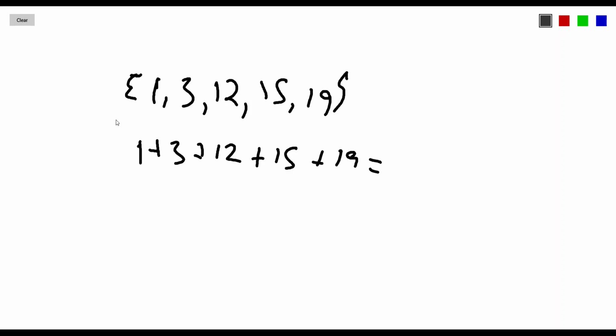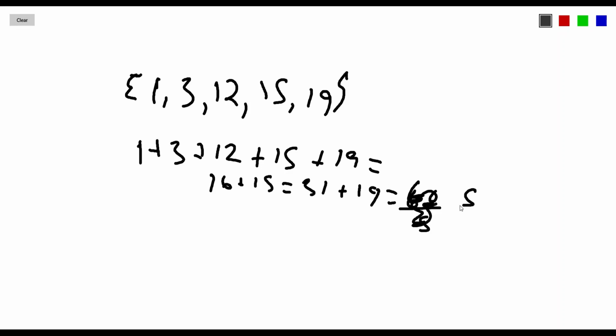1 plus 3 is 4, plus 12, that's 16, plus 15. 16 plus 15 equals 31, plus 19 is equal to 50. Actually, 50 divided by 5, which is equal to 10. That's the mean.